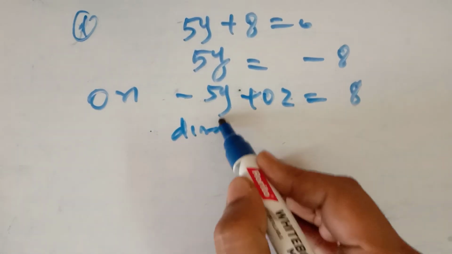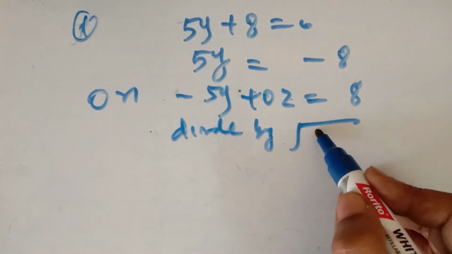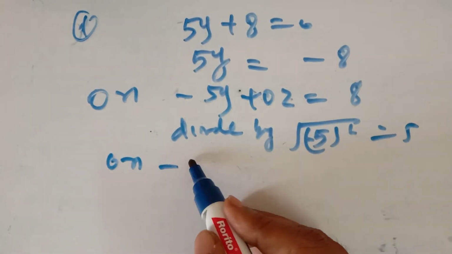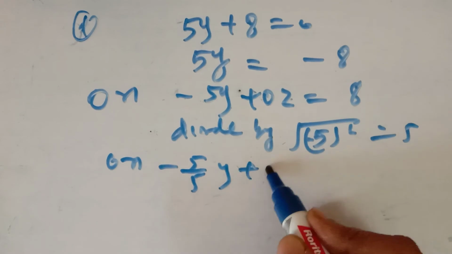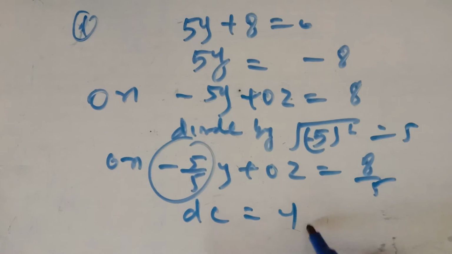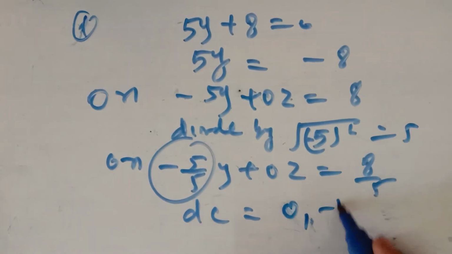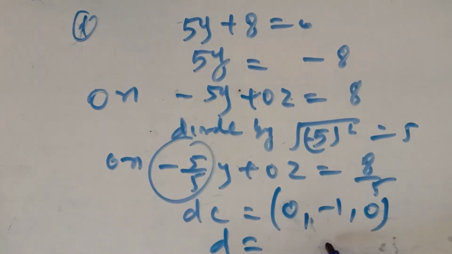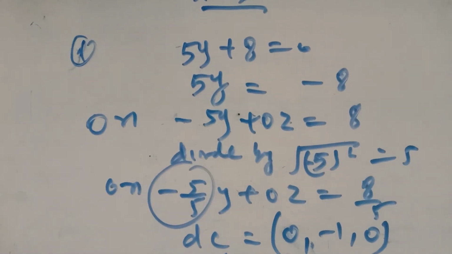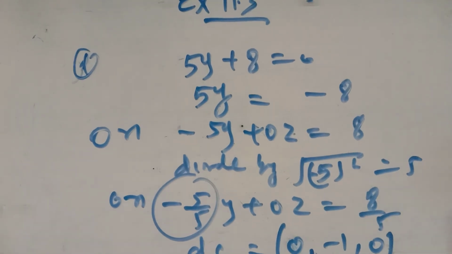Now you can divide the whole equation by under root a square plus b square plus c square. तो minus 5 का square कितना आएगा? 5 ही आएगा. तो 0x plus 5 upon 5y plus 0z is equal to 8 upon 5. तो ये आपका direction cosines हो गए 0, -1, 0, and the distance from the origin is 8 upon 5. Distance क्योंकि positive होता है. So you can convert any equation of the plane in the normal form, then you can easily find the direction cosines and the distance of the plane from the origin.